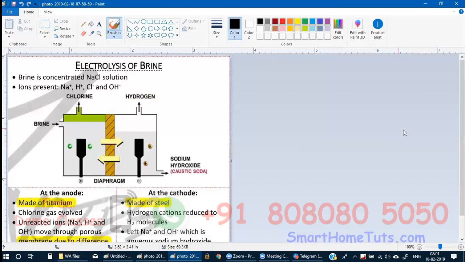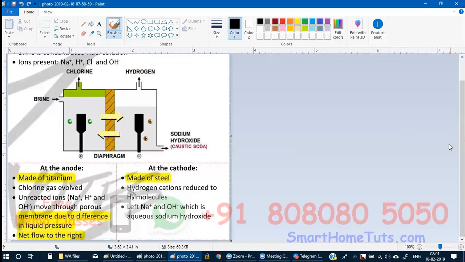Anode made of titanium. That's okay. That is not important. That I don't need to know. No. That's useless.